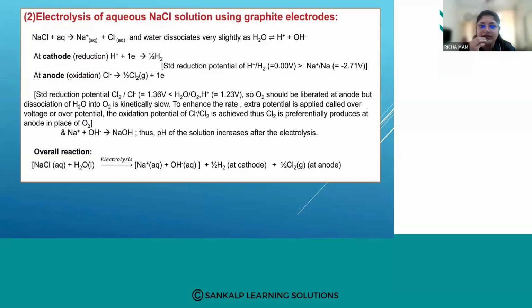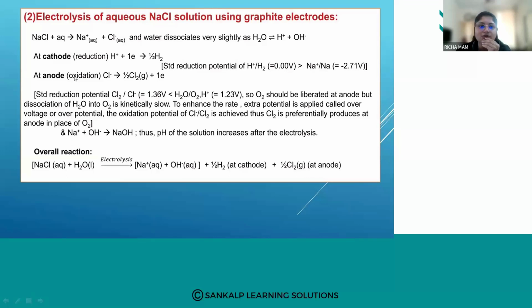We know how it dissociates. It dissociates into Na+ ions and Cl- ions. Water is also present, so these water molecules also dissociate into H+ and OH- ions. This is the dissociation of these salts. NaCl dissociates into Na+ and Cl-, and water dissociates into H+ and OH- ions. So again, when you put the external source, what will happen?